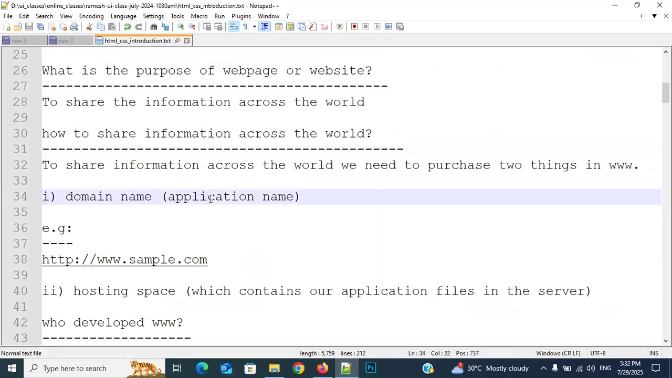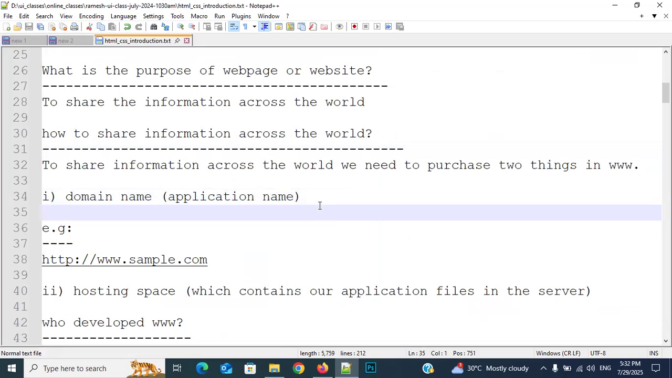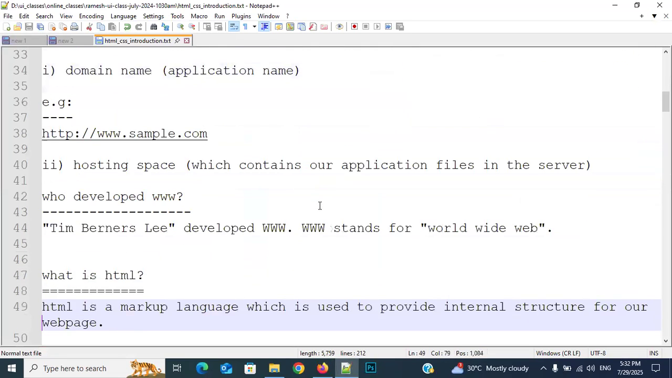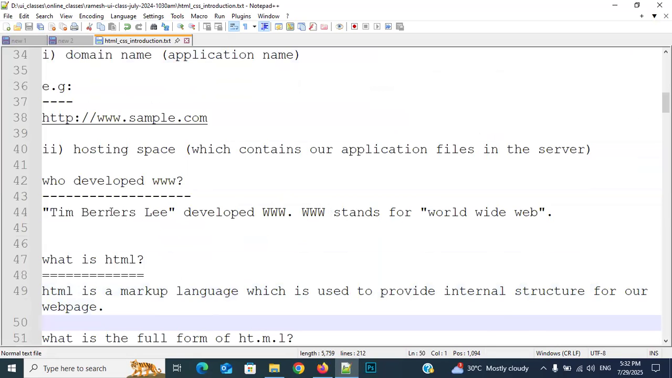So we need to purchase what? Domain name and hosting space. www stands for World Wide Web. Who developed www? Tim Berners-Lee developed www. So this is about the internet, about web applications, and the importance of web applications and mobile applications, from yesterday up to today's class. Everything is clear, right? Or do you have any doubts?